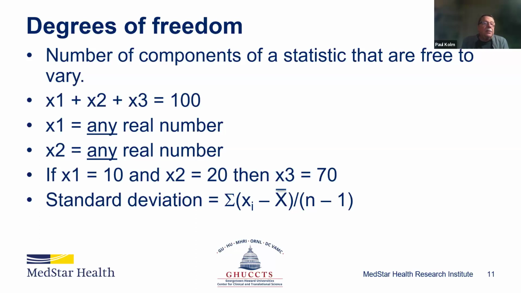Where this comes into play is, for example, in calculating the standard deviation, which is equal to the sum of the difference between each variable and the mean of all the values, divided by n minus 1. And why is it divided by n minus 1 instead of n? Well, it's because we've already estimated one statistic, the mean, and so we have a loss of 1 degree of freedom. So that's why when you compute the standard deviation, the denominator is n minus 1, not n.